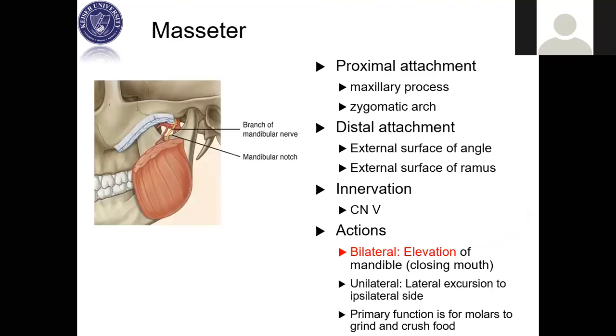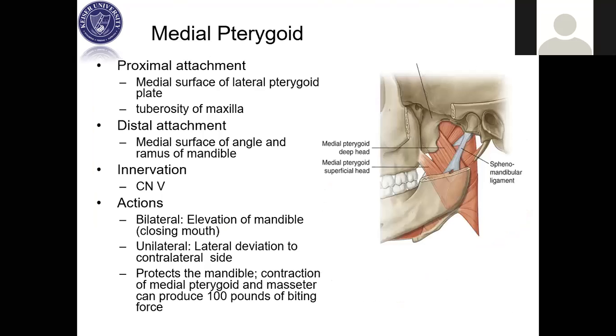The next muscle is the masseter. Masseter is another muscle that closes the mouth. Okay, so temporalis and masseter, both muscles that close the mouth. The third muscle is known as the medial pterygoid muscle.